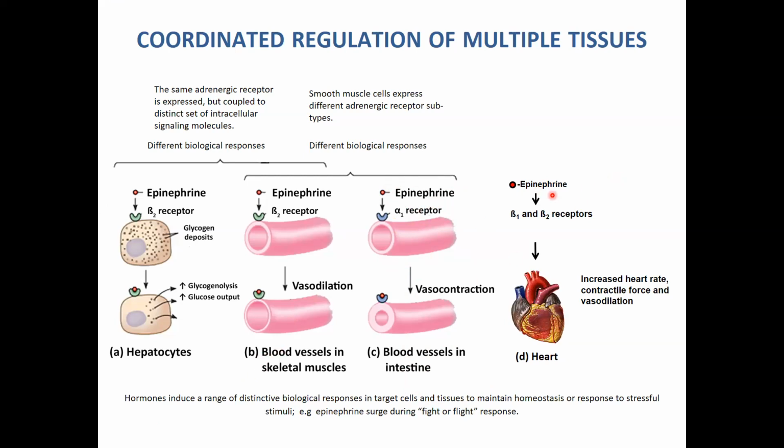And finally, in the heart, we have both beta-1 and beta-2 receptors. So epinephrine binding to those receptors is going to increase the heart rate and increase the force of contraction. So you see that this same hormone release acts on many different tissues, and their biological response is dictated by what receptor those tissues are expressing.